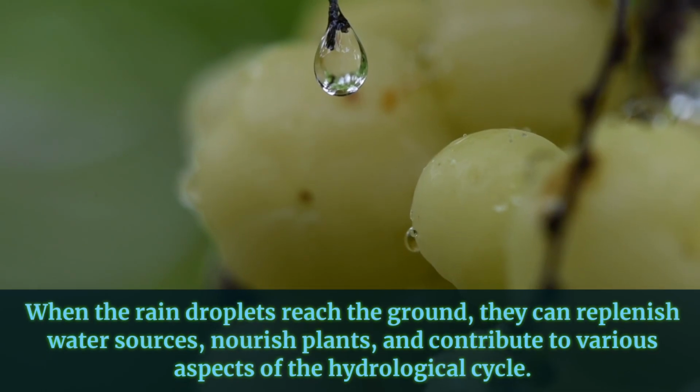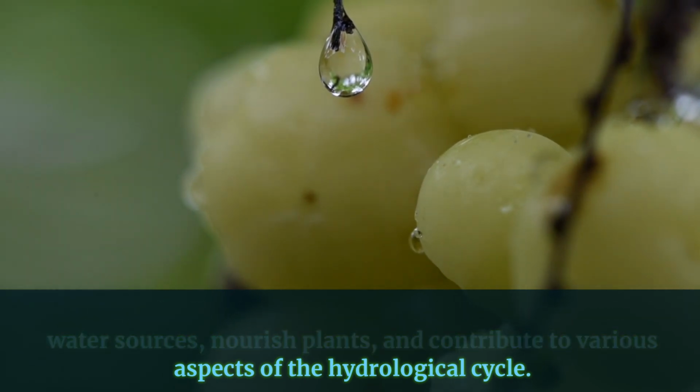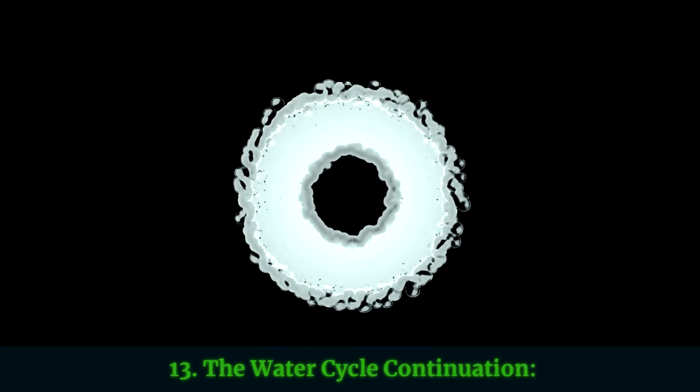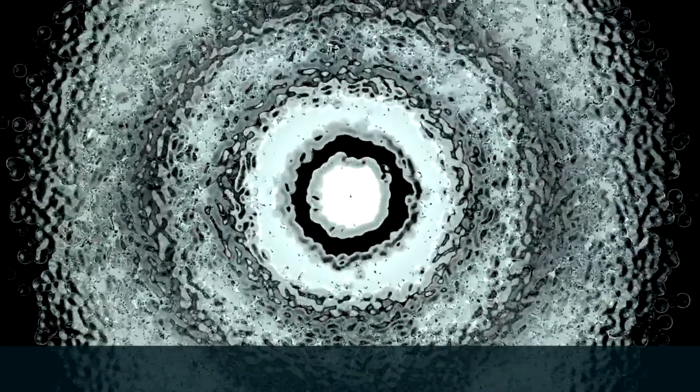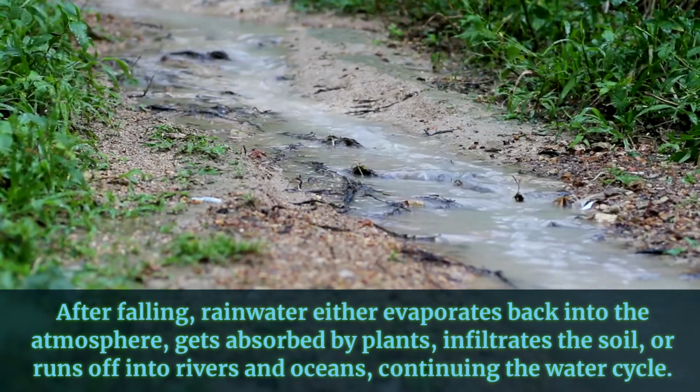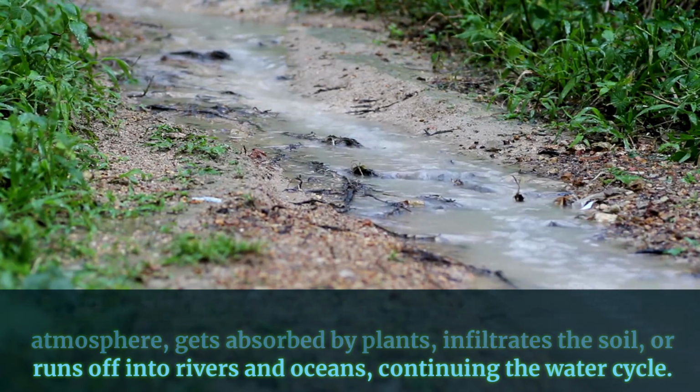12. Impact on the ground. When the rain droplets reach the ground, they can replenish water sources, nourish plants, and contribute to various aspects of the hydrological cycle. 13. The water cycle continuation. After falling, rainwater either evaporates back into the atmosphere, gets absorbed by plants, infiltrates the soil, or runs off into rivers and oceans, continuing the water cycle.